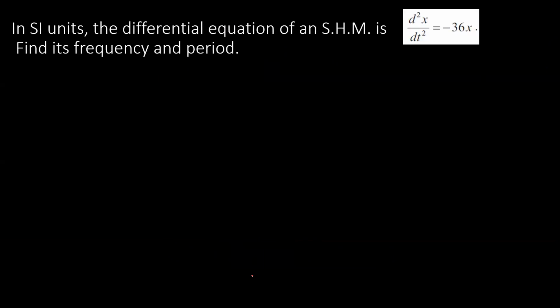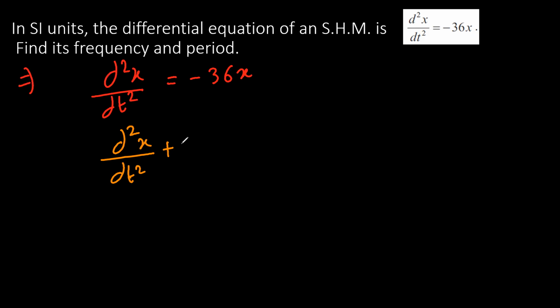In SI units, the differential equation of SHM is d square x by dt square equal to minus 36x. This is the acceleration. We need to solve this sum and find the frequency and the period. Now, what is given? d square x by dt square is equal to minus 36x. So if I shift the 36x to the LHS, what will happen? d square x by dt square plus 36x is equal to 0.